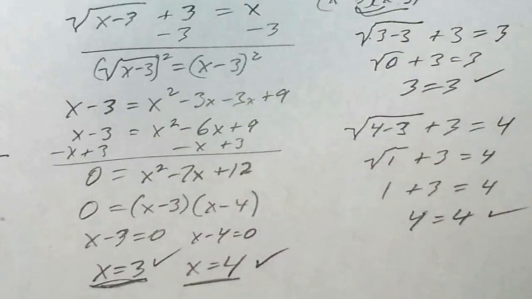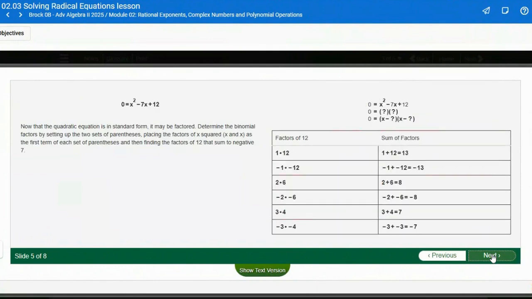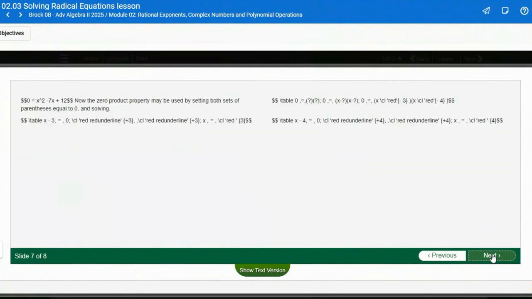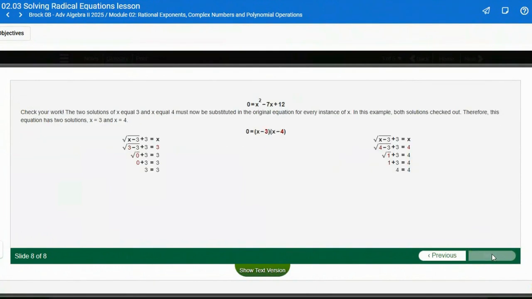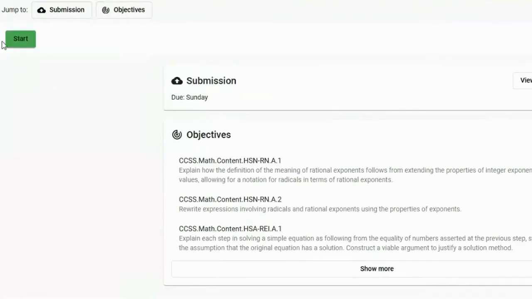All right, I wanted to get through at least one example there. They have the steps here, so you can go through those steps and see that if you need to go back and look at it again. 3 and 4, they all check out. Let's look at the assignment because we're running out of time.